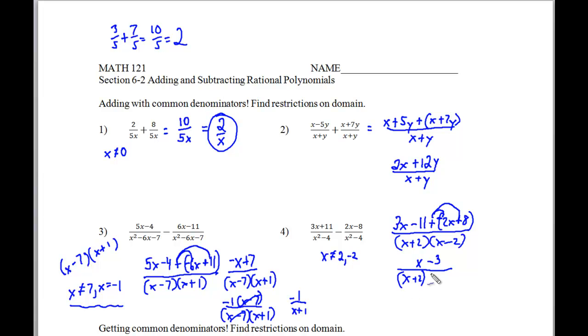And what's nice about that is our answer. There's nothing more to simplify in this because the negative 11 plus the 8 made a negative 3.